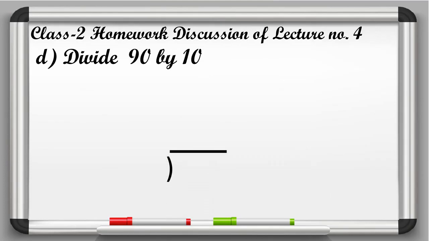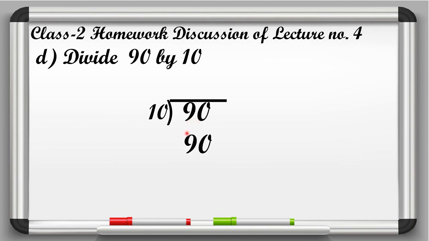Now in D part, divide 90 by 10. Here you can see that 90 is the dividend. So first of all we will write 90 and 10 is the divisor. Here we have to speak the table of 10. In the table of 10, at which number does 90 come? At number 9. So here we will write 90 below 90, and 9 here at the quotient place.